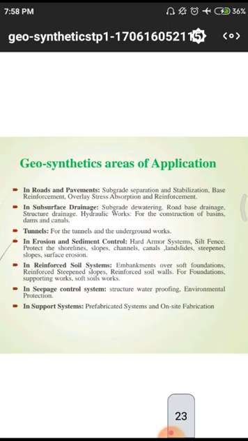And the next condition is subsurface drainage. Why? Because the total surface is utilized for different activities. In those conditions there may be no chance to construct a canal, so they use these subsurface drainage properties. So the total water or any other waste materials will flow below the ground surface. It is used in subgrade dewatering, road base drainage, structural drainage, and hydraulic works for the construction of basins, dams, and canals. In all the above areas, we are utilizing these subsurface drainage conditions.